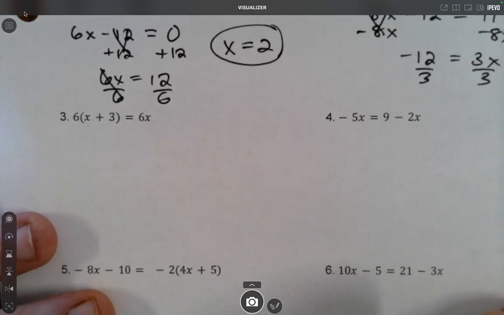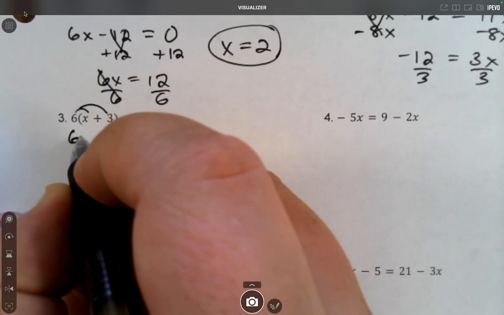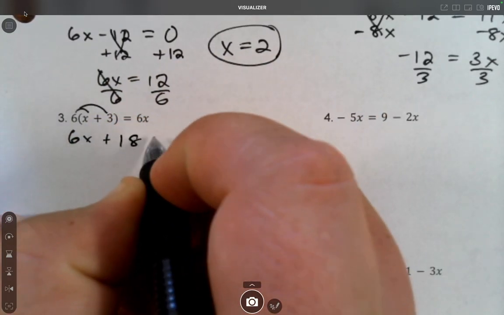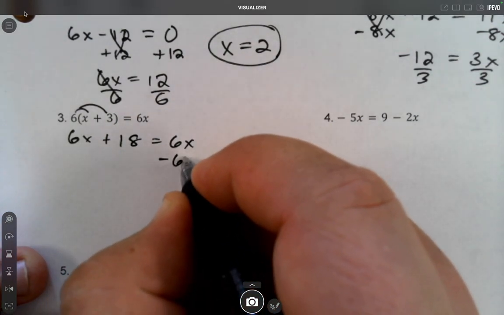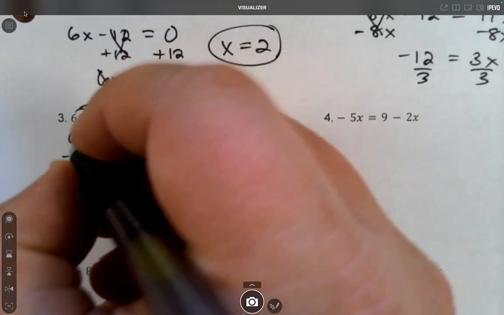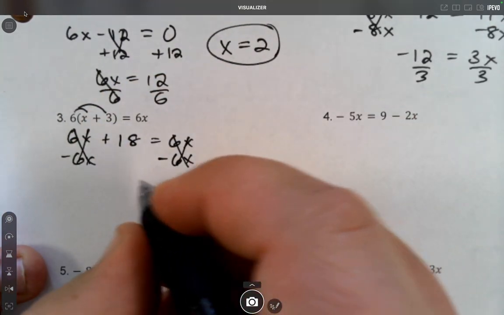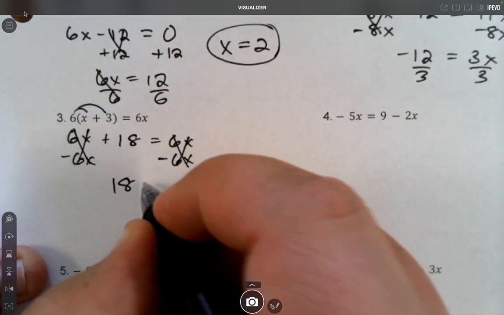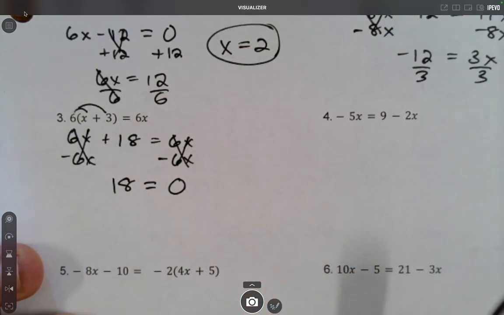Okay, number 3. I'm going to choose to go ahead and distribute the 6 to both of these and get 6x plus 18 equals 6x. Then I need to combine the variables, so I'll subtract 6x from both sides. That cancels that out. Oh, it also cancels that out. So all I have left on this side is 18, and 6x minus 6x on this side is 0.